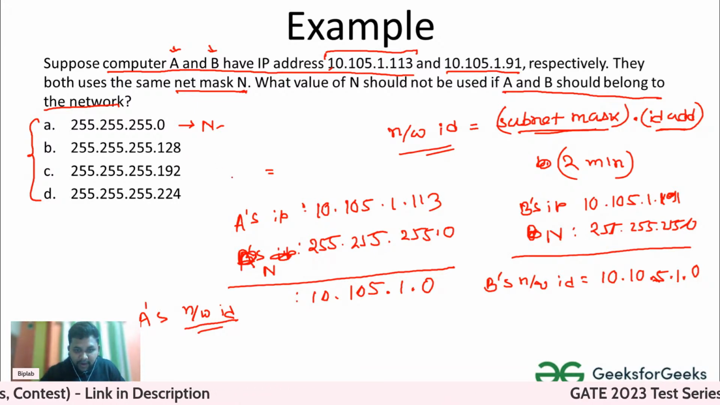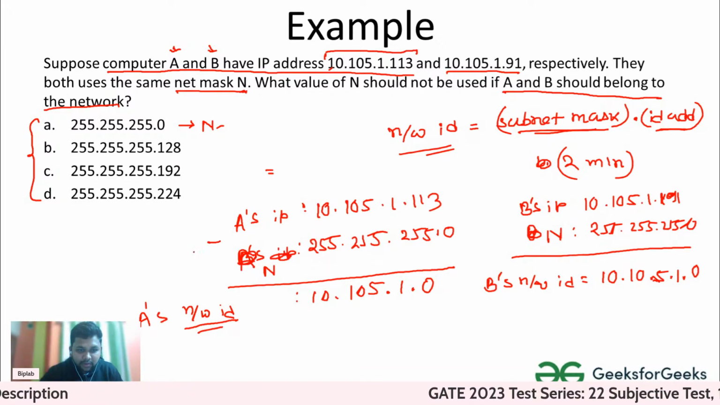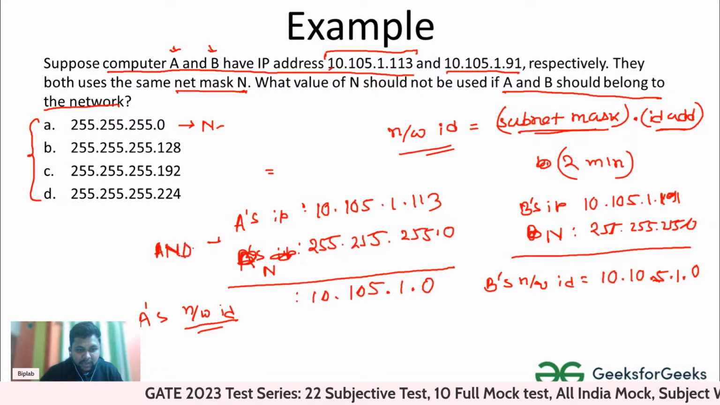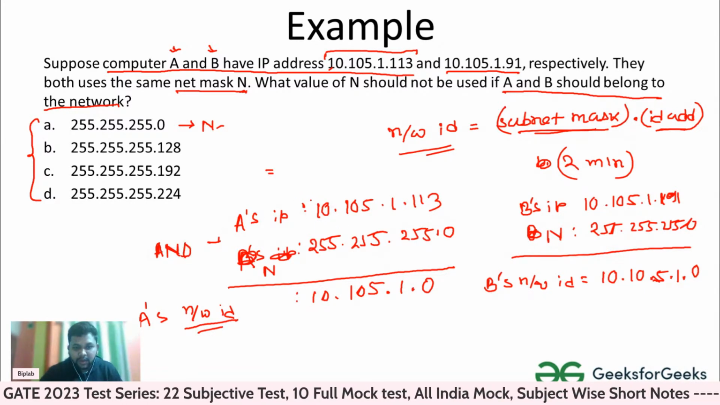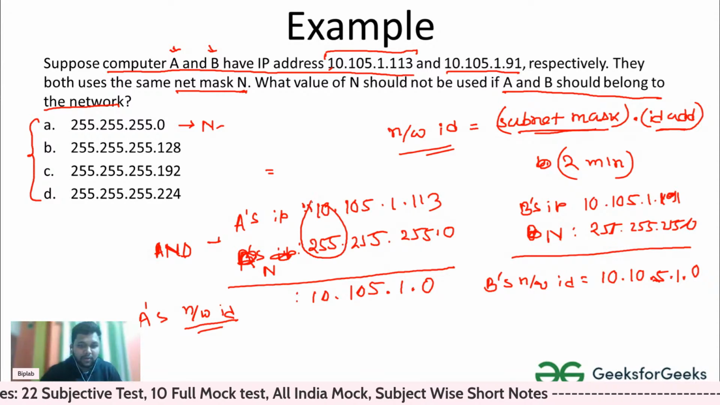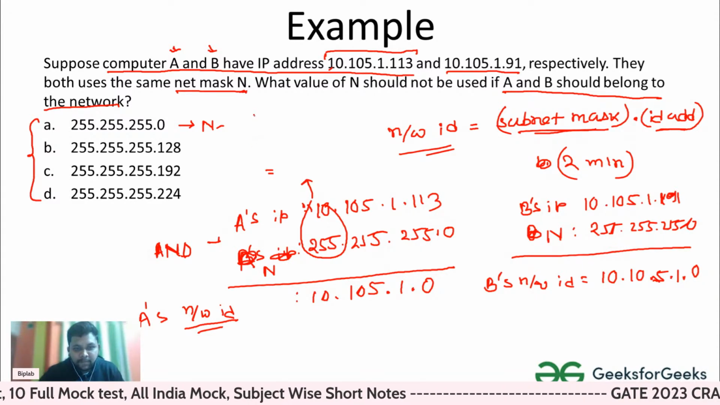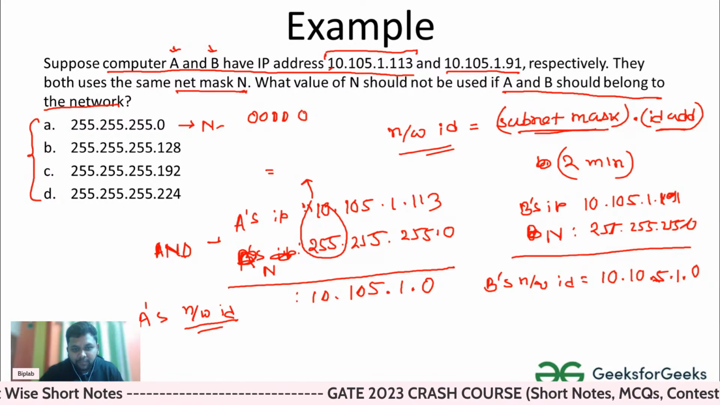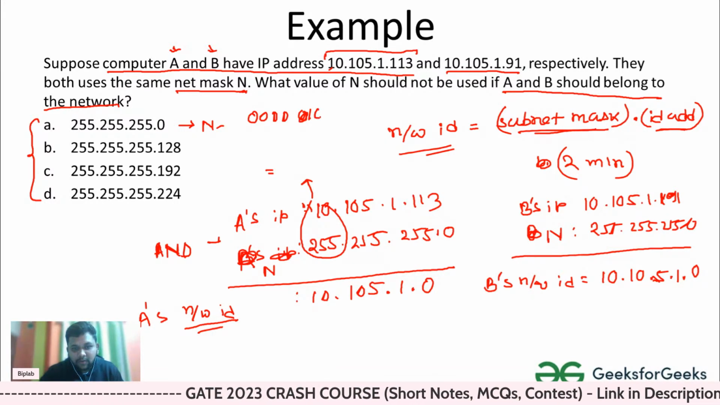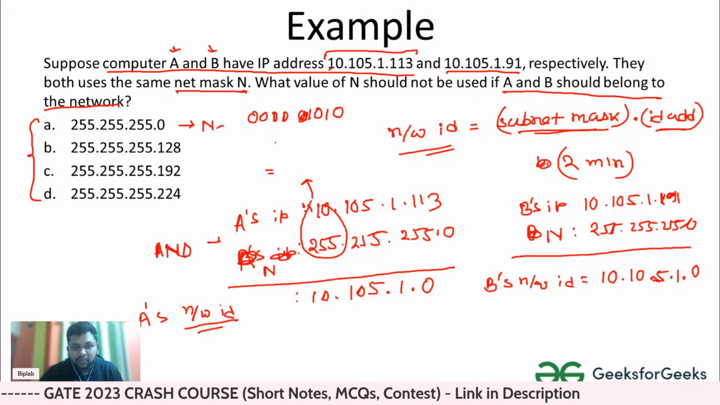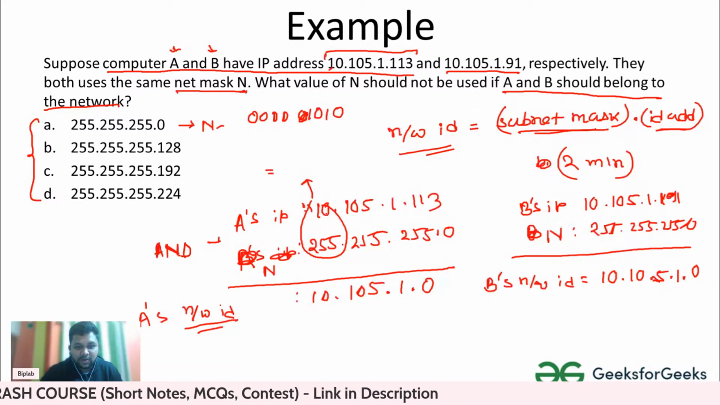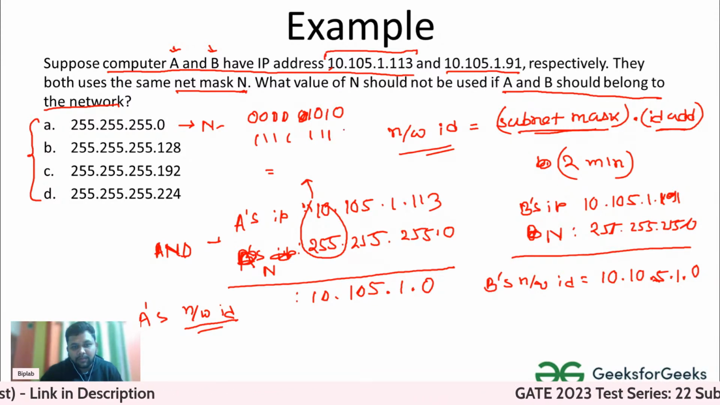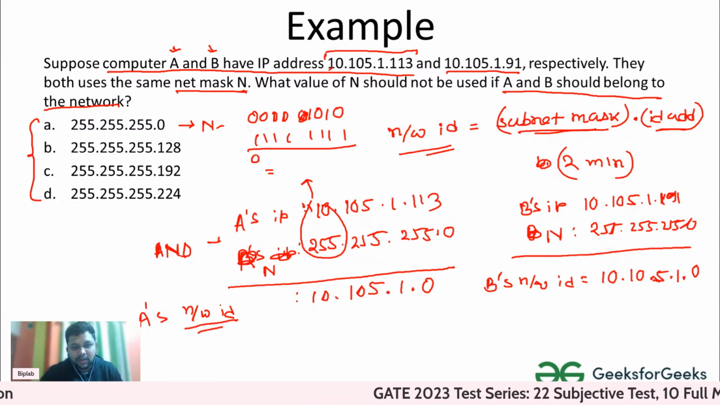So that's why, performing AND, here we are doing nothing, just performing the digital logic AND operation on each bit. Let me show it for one octet, I think it will be more clear. The binary of the first octet, that is 10, is 0 0 0 0 1 0 1 0, and for 255 all are 1. If you perform the AND operation, it will be all 0.